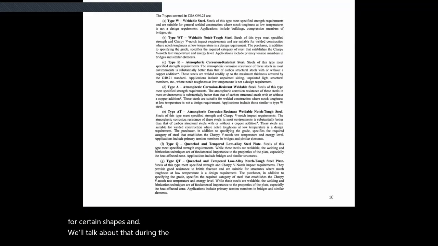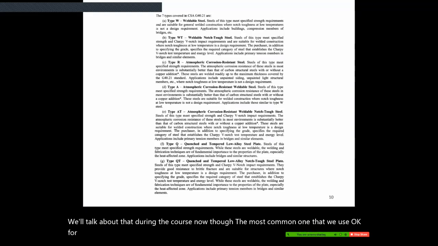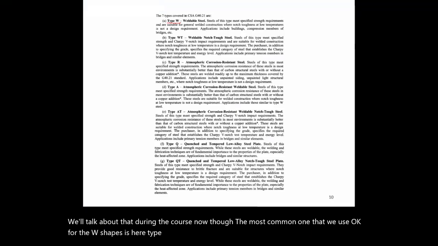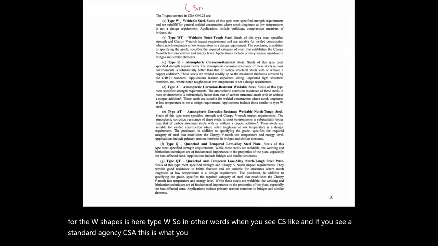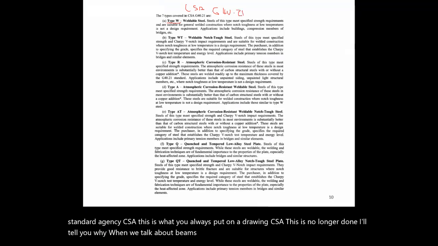Now, the most common one that we use for the W shapes is here, type W. So in other words, if you see a standard like CSA, this is what you always put on a drawing. CSA G, this is no longer done. I'll tell you why when we talk about beams, okay?